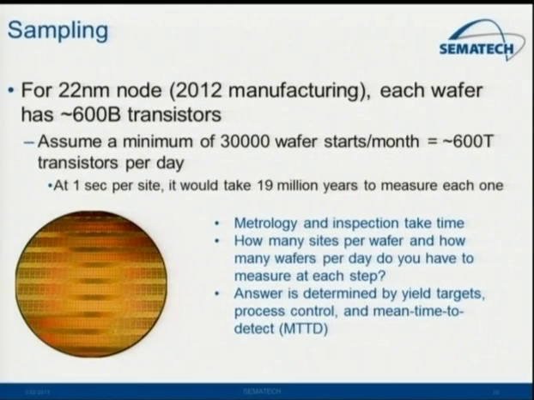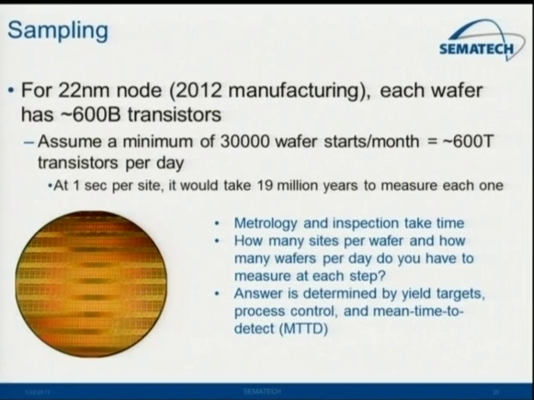So if you're starting 30,000 wafers a month, or about 1,000 wafers a day, which is fairly typical, you're manufacturing about 600 trillion transistors in a month. And if you were to take 1 second per measurement site, just to do the calculation, if I did it correctly last night, that's about 19 million years to measure every single site. So clearly you're not going to measure every site.